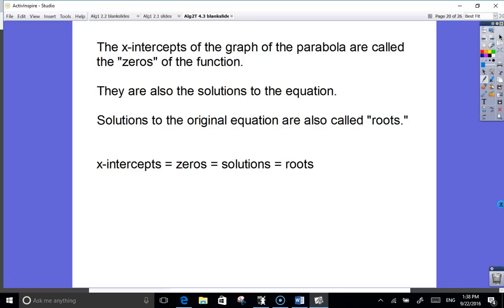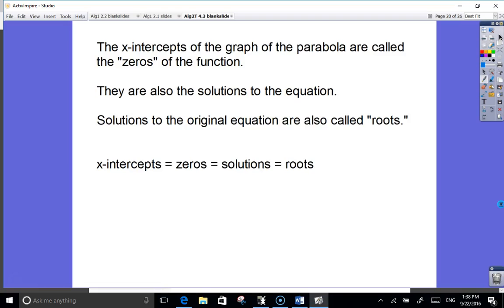Okay, so the x-intercepts of the graph of the parabola are also called the zeros of the function. The zeros are the values of x that make the function equal 0, but they also happen to be the solutions to the quadratic equation. And sometimes the solutions to the quadratic equation are called roots. So actually all four of those terms are kind of referring to the same thing, even though they're not exactly saying the same thing.